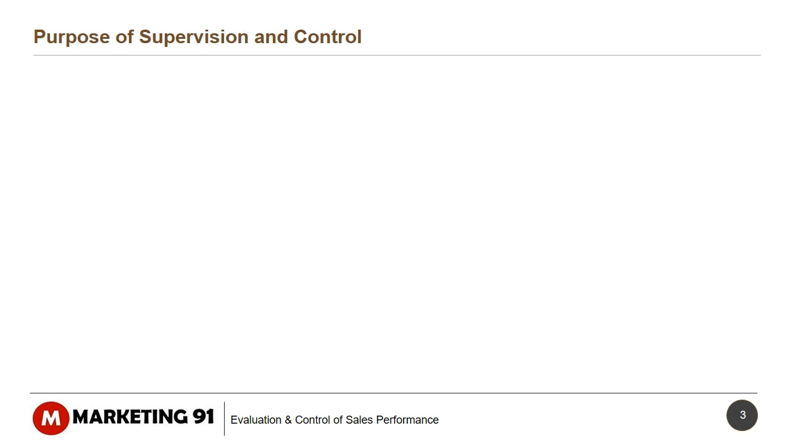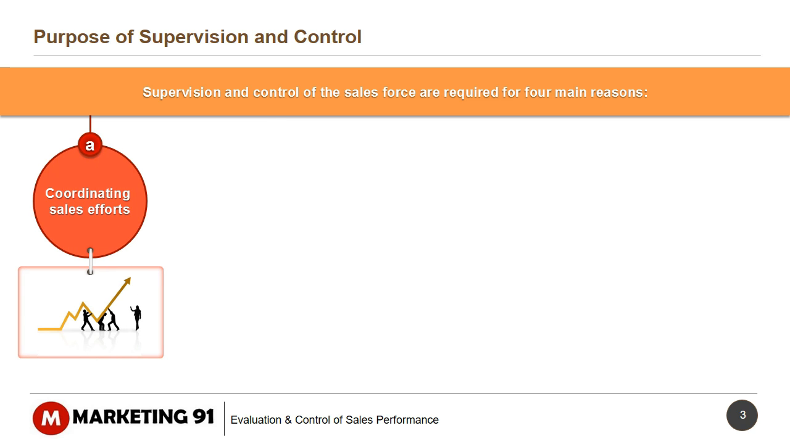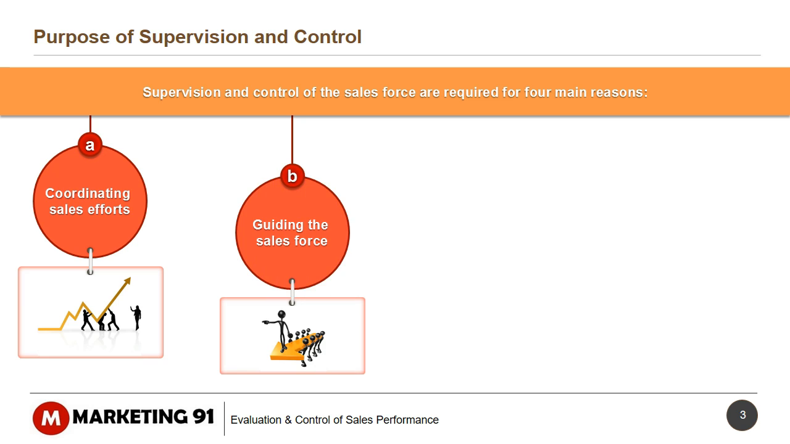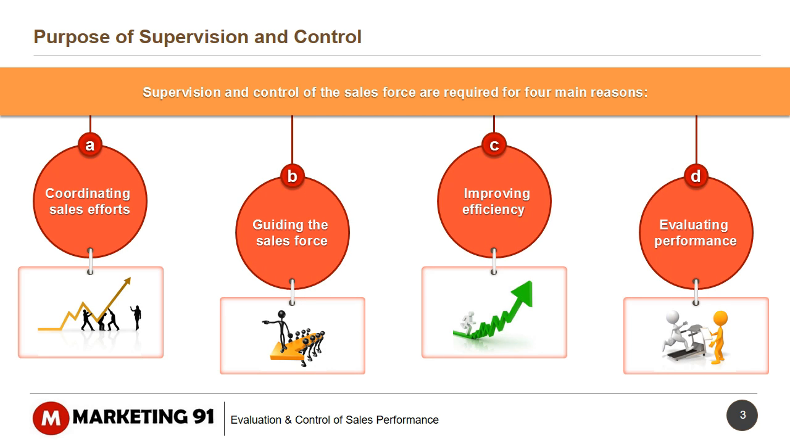Purpose of supervision and control. Supervision and control of the sales force are required for four main reasons: coordinating sales efforts, guiding the sales force, improving selling efficiency, and evaluating performance.